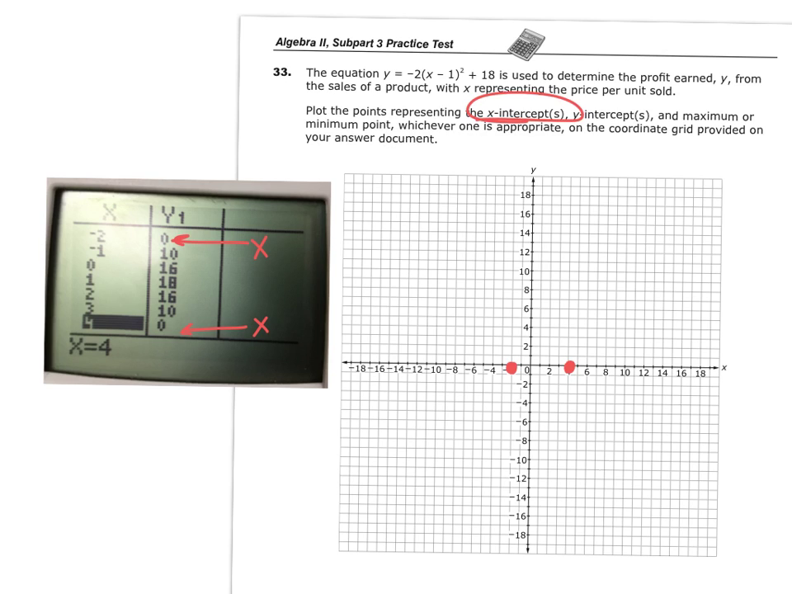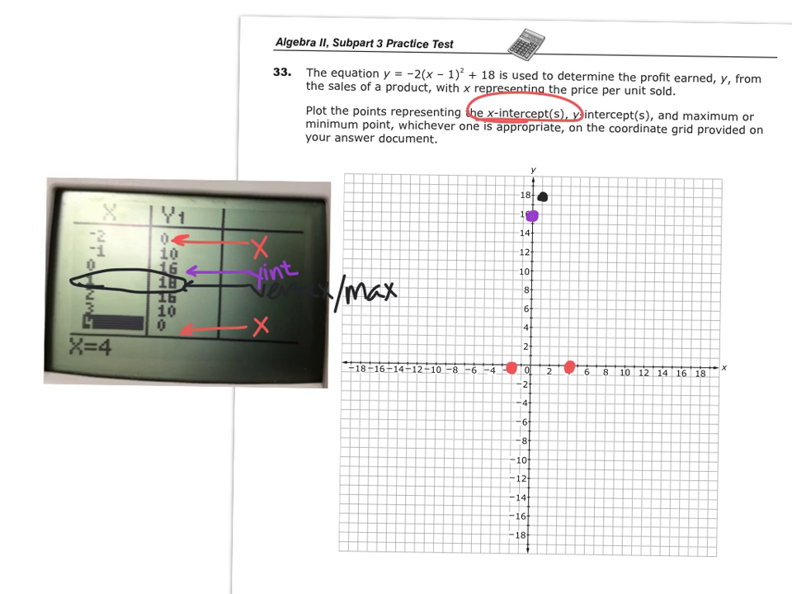My y-intercept is going to be where 0 is on the x-axis. So that means my y-intercept is going to be at 16. And then it says the maximum, and if you notice, the maximum is right here. 18 is like the highest point. That's where it's going to turn around. It's also called the vertex. So you've got vertex, and your maximum here is going to be at 1, 18.